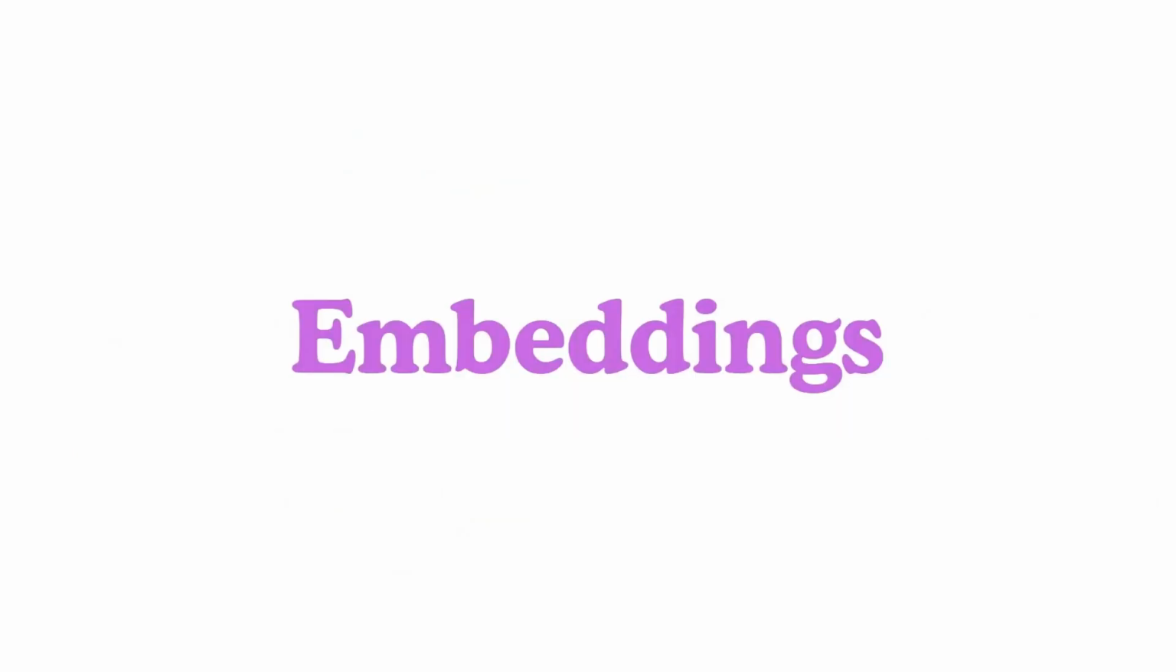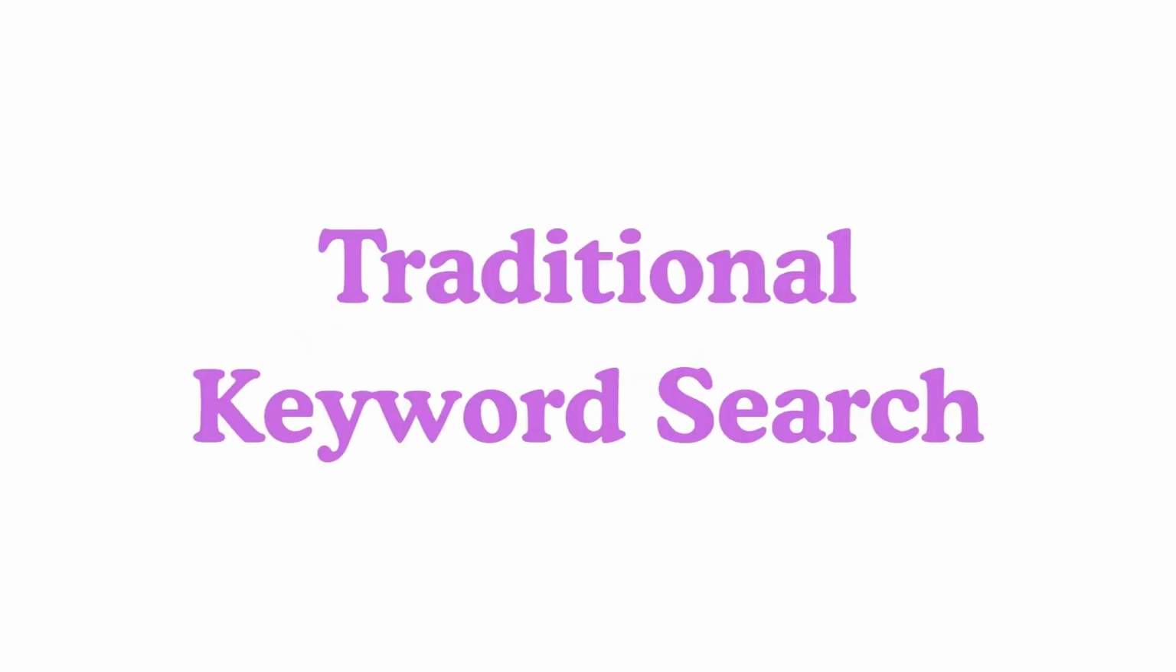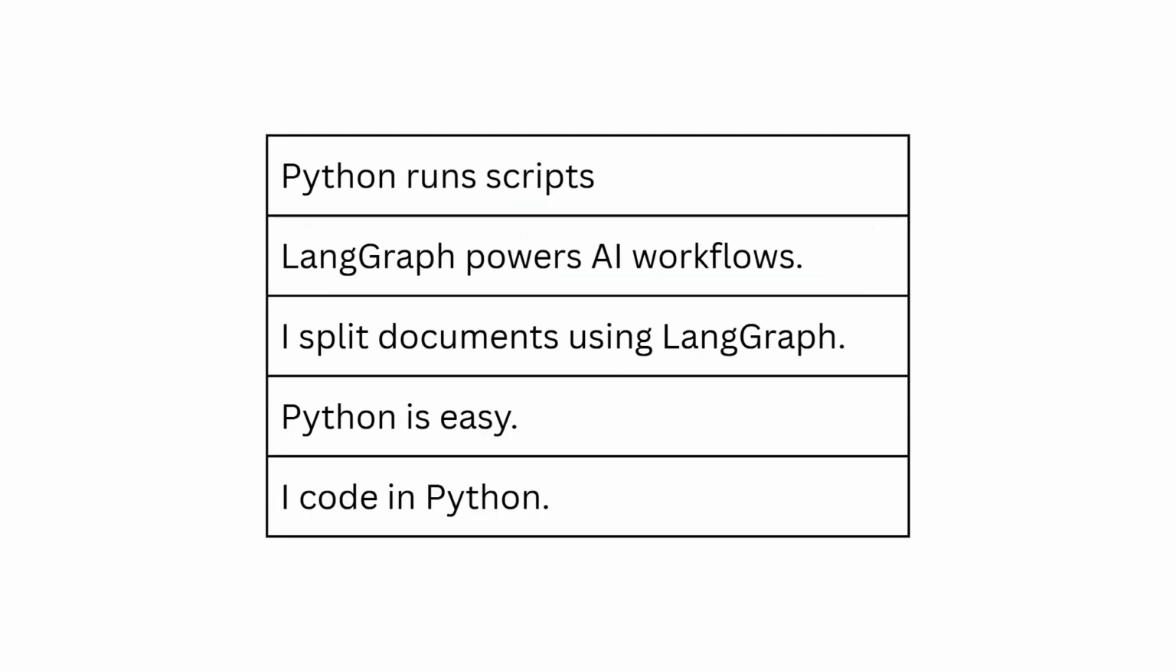Now, the main question is why do we need embeddings? Embeddings allow us to perform semantic search. Before we talk about semantic search, let's first understand traditional keyword search. Traditional keyword search looks for exact words in the string.